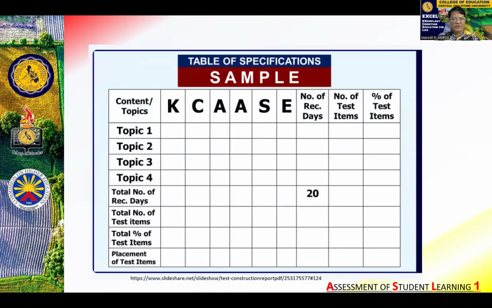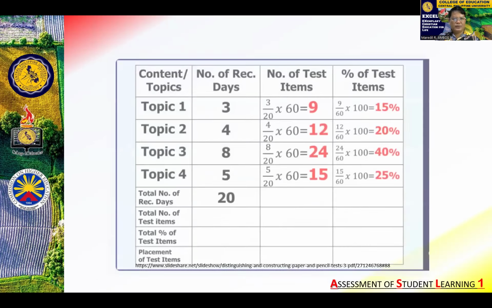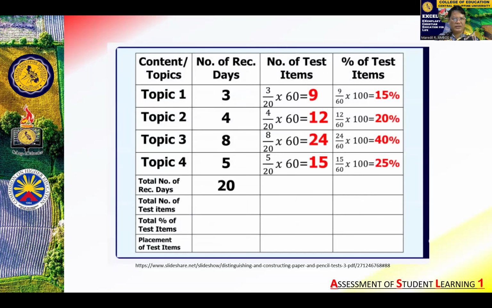So the next step that we need to take is to identify the number of recitation days. You can see here the total number of recitation days is 20. The next thing we need to consider is to allot the number of recitation days per topic. For topic number 1, you have 3. Topic number 2 is 4, topic number 3 is 8, topic number 4 is 5. So if you add it all, you have 20.